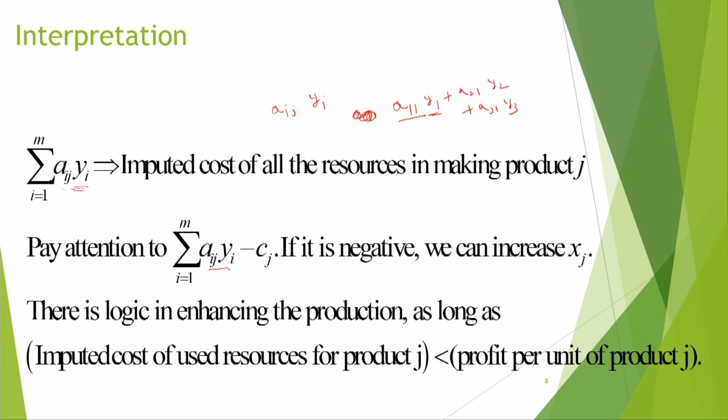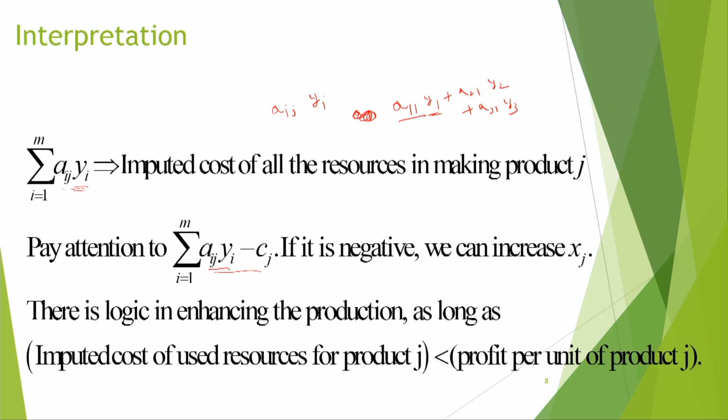So, this is the imputed cost, and Cj is the profit coefficient. If it is negative, we can increase Xj. If it is negative, then we should increase, otherwise we should not increase. You might have seen that the Z row in the simplex table, as per the book of Taha, is basically the imputed cost row, but we have been calling it the Z row.